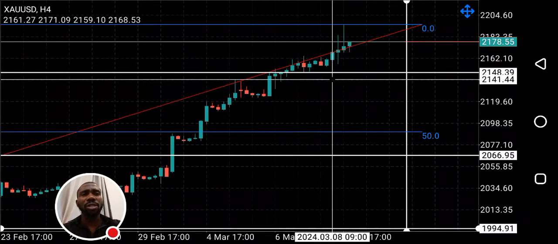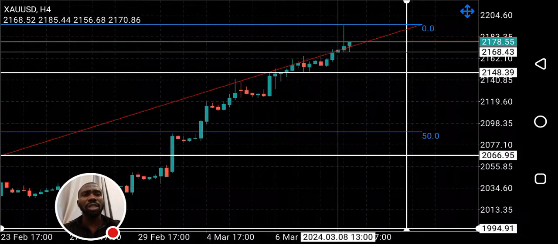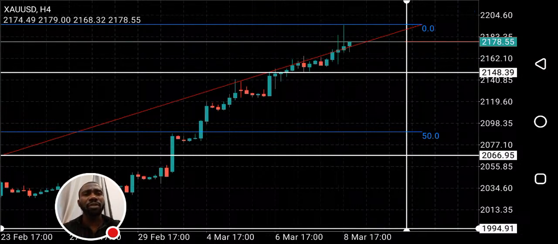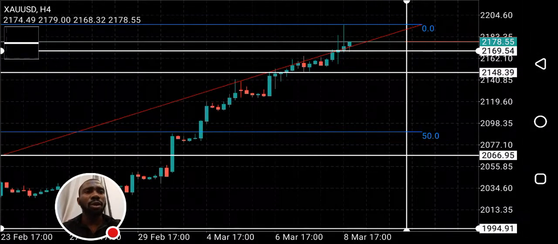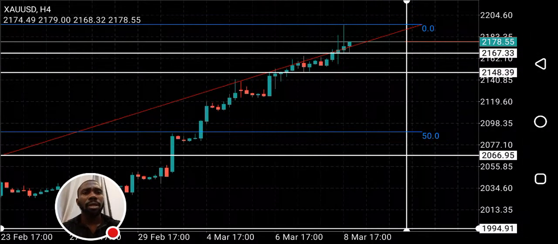So we have a shooting star here, which is a bearish pattern. We need to wait for the next 4 hour candle to close, preferably below the low of that shooting star. That is when we should consider selling gold. So if a 4 hour candle closes below the low of that shooting star tomorrow, you could risk selling gold.